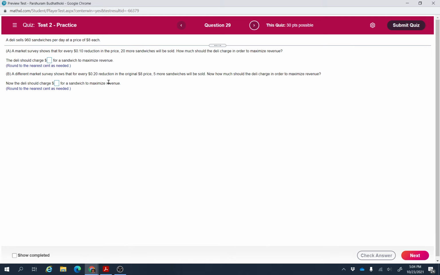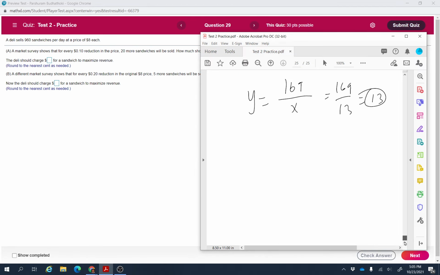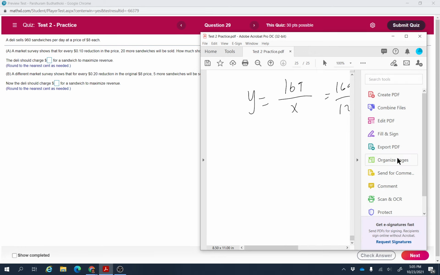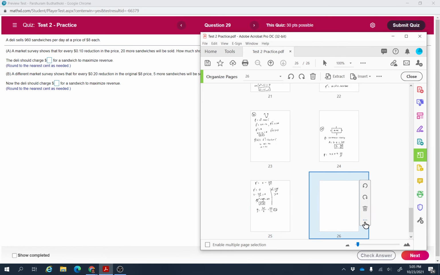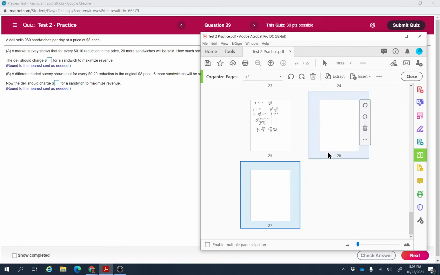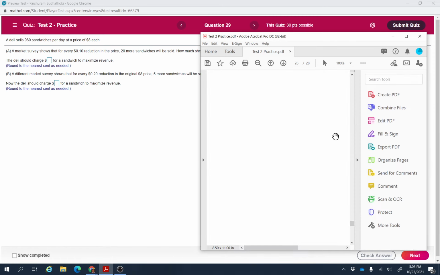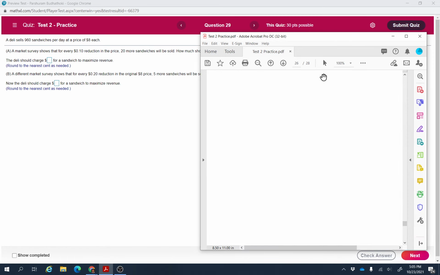Okay, the rest of the two problems, questions 29 and 30, are also optimization problems. So keep in mind, when you do an optimization problem, you always have to find a function, and after that you have to find the first derivative and the second derivative, and that will help you find the minimum and maximum value. That is the thing you have to keep in mind. If you are doing an optimization problem, you have to find the derivative. So let's focus on problem 29.